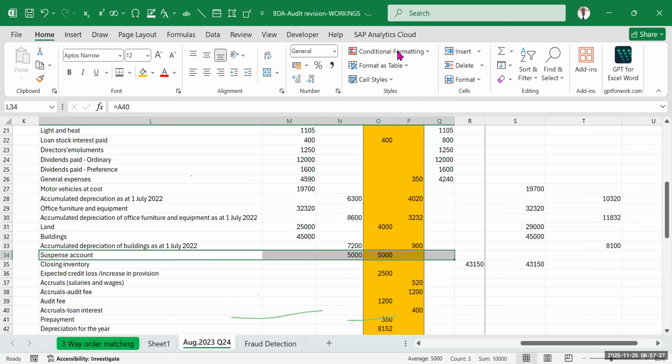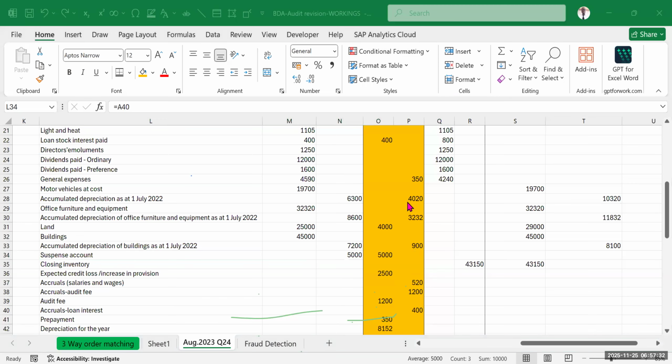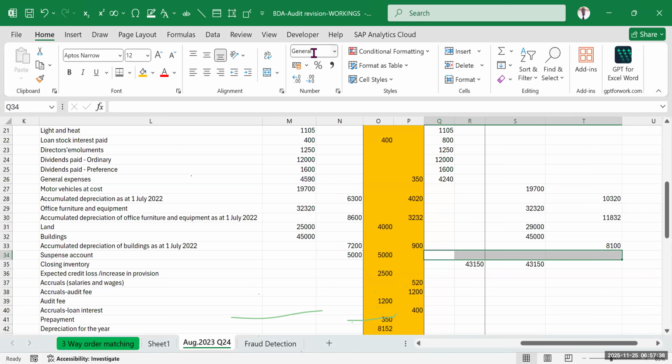Members, do you think suspense account is recorded in the income statement? The answer is no. So do not transfer any of this in any of these accounts. There is no suspense account in the income statement or balance sheet. We check on the next one.